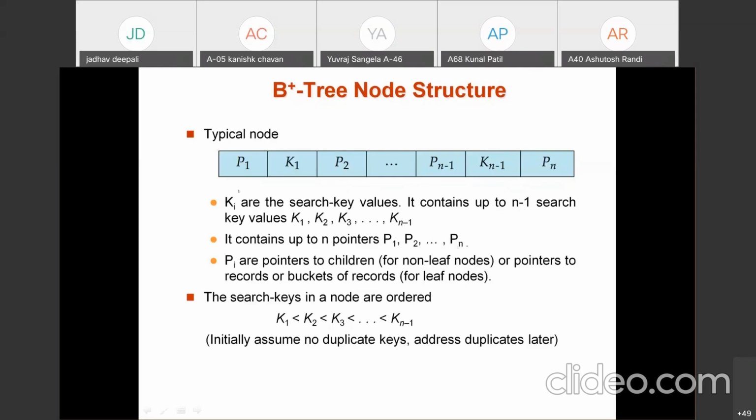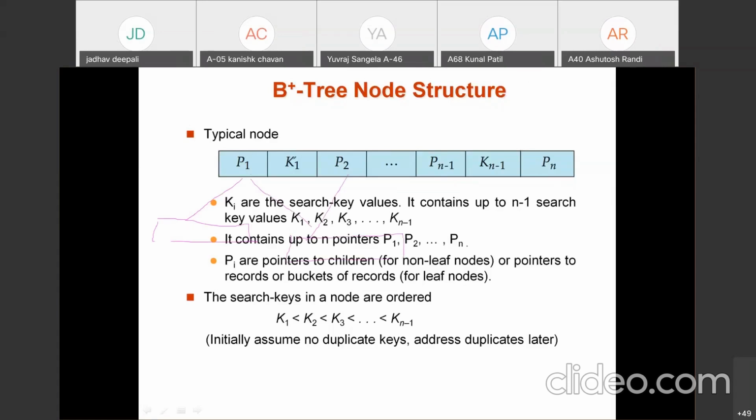Now, what are P1, P2 to Pn? Pi are the pointers that point to the children for non-leaf nodes. Pi are the pointers that point to the children, meaning if it is a non-leaf node, then it points to the children, whatever the next node is. So, if it is not a leaf node, then it points to the children.